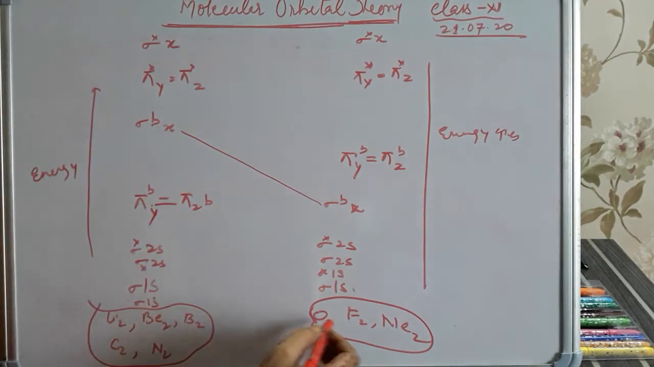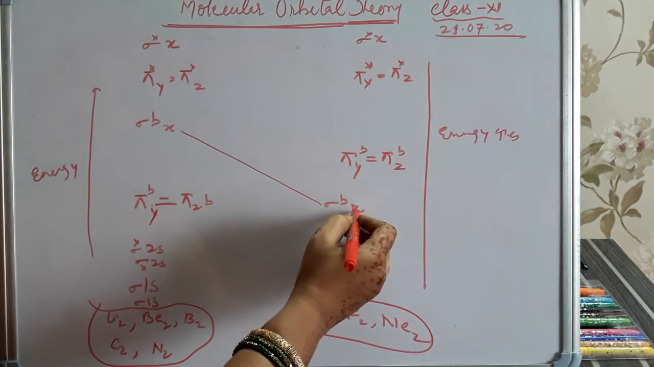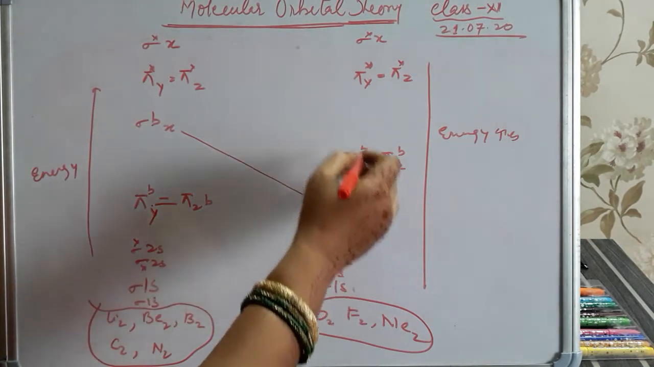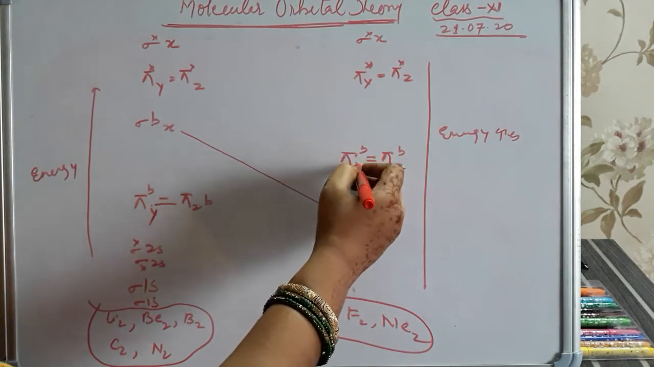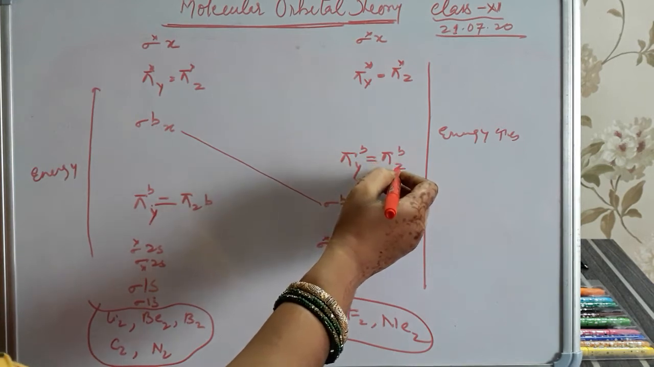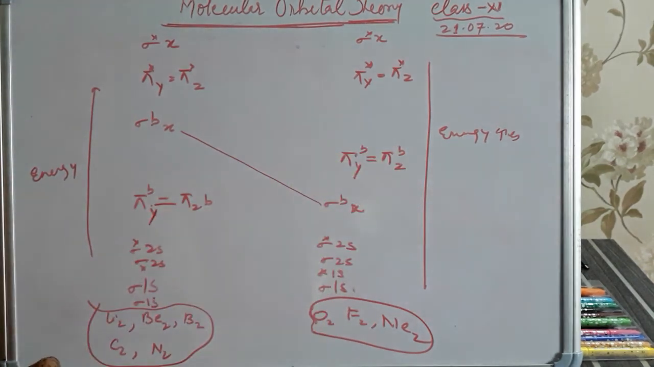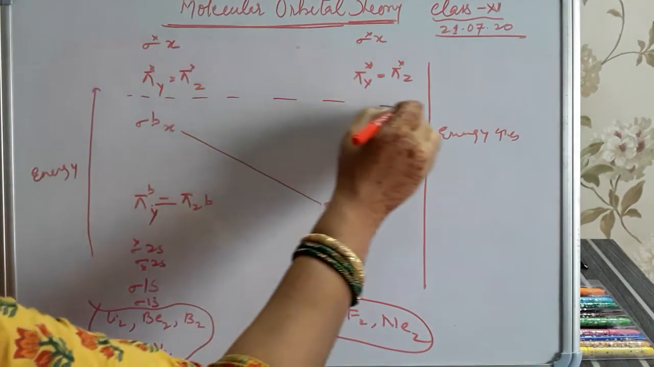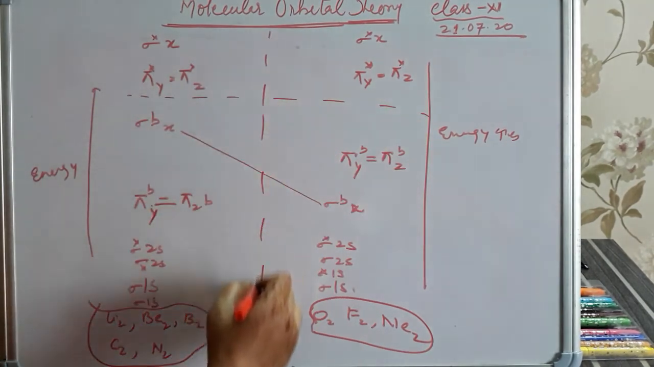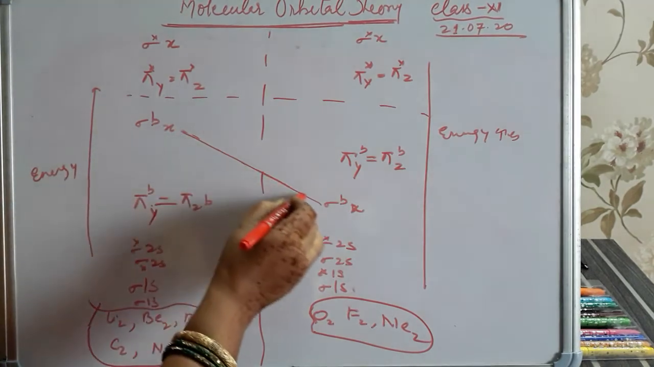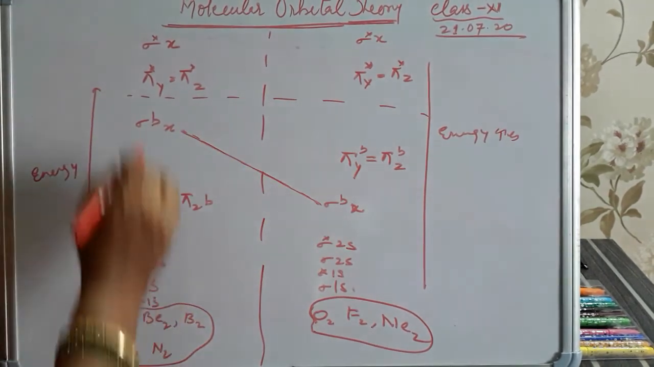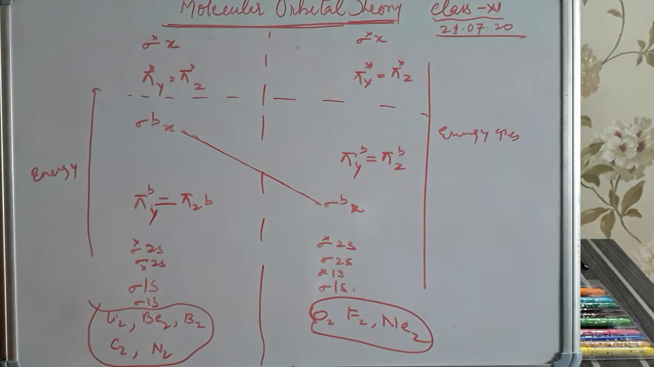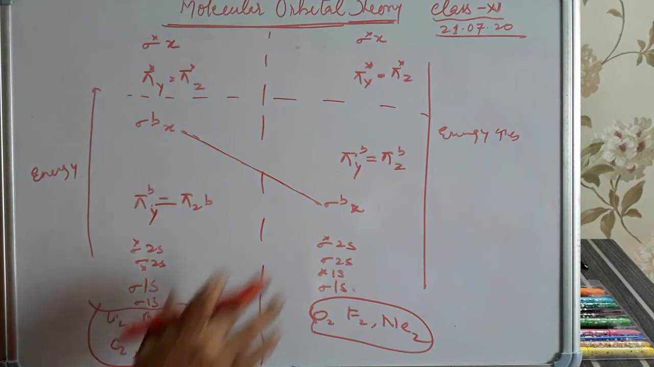But in case of oxygen, fluorine, neon, sigma bonding x orbital will come first, then after that pi y and pi z bonding orbitals will be formed. After that, there is no difference. Only this difference is there, and all the electrons filling in different orbitals are the same in all the conditions except this.